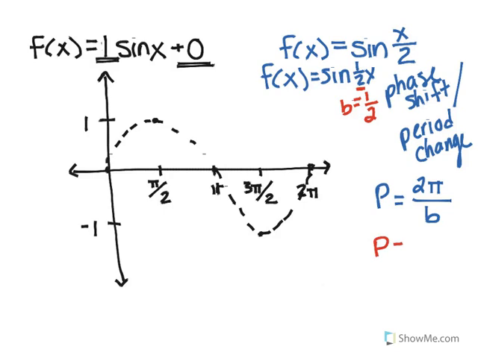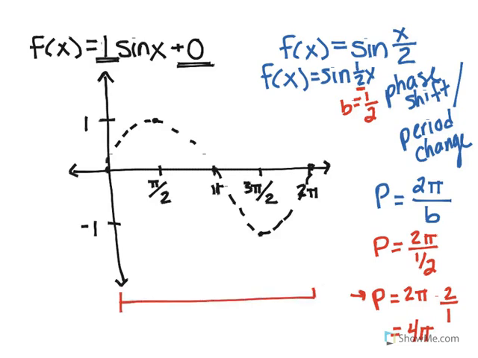So I'm going to do period equals 2 pi over 1/2. And whenever you're dividing by a fraction, you multiply by the reciprocal. So I'm going to do period equals 2 pi times the reciprocal of 1/2, which is 2 over 1, which is going to give me altogether 4 pi. So instead of it taking just 2 pi units to get through an entire sine curve, it's now going to take me twice as much to get the entire sine curve in there. So that's the idea behind this.